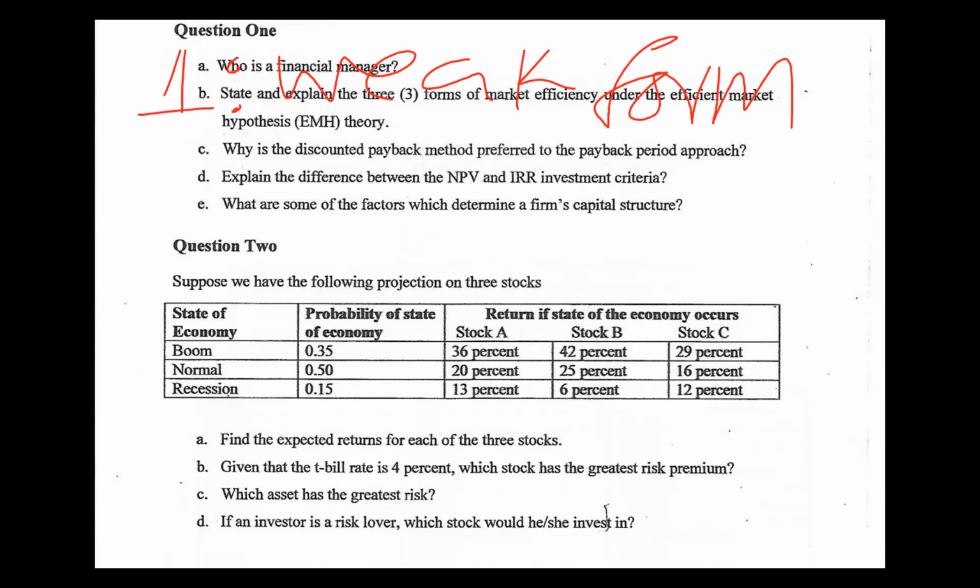The weak form. What about the weak form? The weak form hypothesis of market efficiency explains the changes in share price as a result of the new information which becomes available to investors. So it tries to explain the changes in share price as a result of the new information which becomes available to investors.